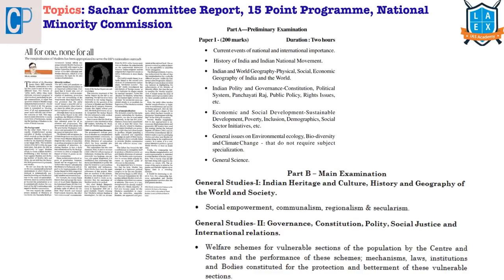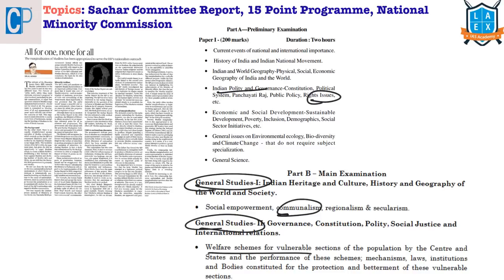In this article, the author talks about government's initiatives and their success for the marginalized sections, especially Muslims. In case of prelims, this article comes under Indian polity and governance and rights issues topic, and in case of mains, this comes under GS paper 1 under the topic of communalism, and in case of GS2, it comes under welfare schemes for vulnerable sections of the population by central and states, and the performance of these schemes, mechanisms, laws for the betterment of these vulnerable sections.